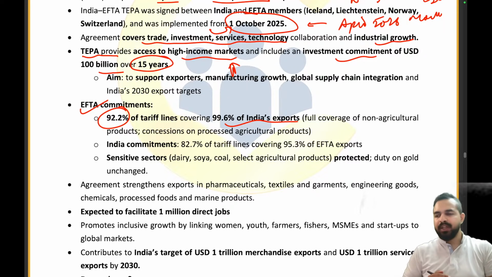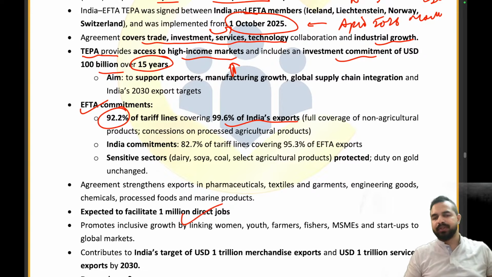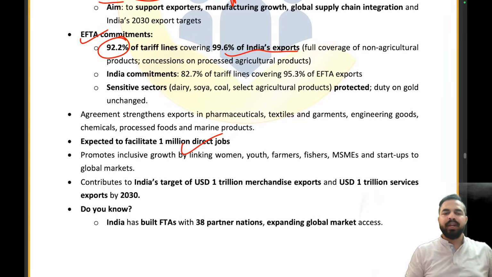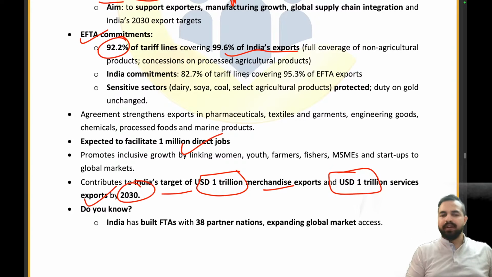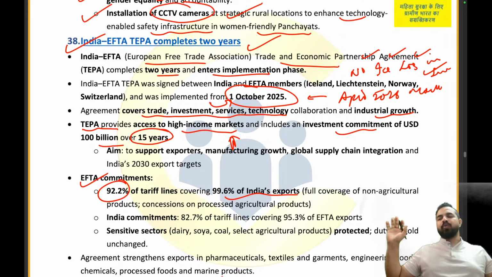And India commitments include 82.7% of the tariff lines covering 95.3% of the EFTA exports. So EFTA countries are allowing 99.6% of India's exports, but India is only allowing 82.7% of their exports to our country. And we are expecting that we will be facilitating 1 million direct jobs. And this is going to contribute to India's target of USD 1 trillion merchandise export and 1 trillion services exports by 2030. And we have already covered this part that India has built FTA with 38 partner nations, expanding global market access. Clear everyone?